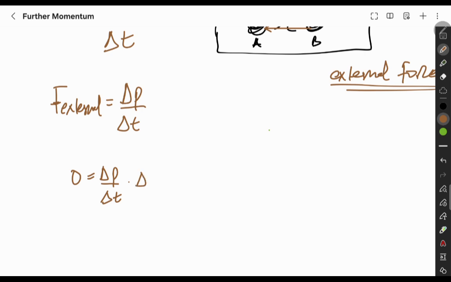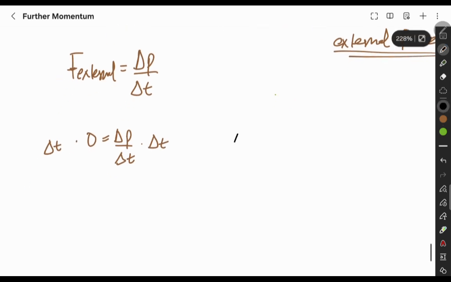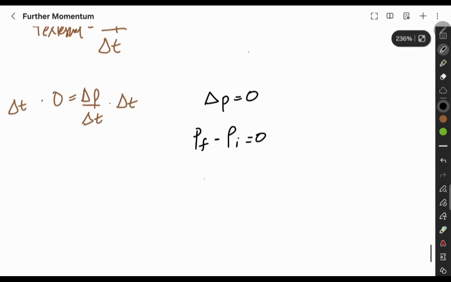Now I'm going to multiply both sides by the change in time, and what I'm going to end up with is the change in momentum is equal to 0. The change in momentum is the momentum final minus the momentum initial equals 0, and the final momentum is equal to the initial momentum. Now I'm going to write that the sum of the final momentum must be equal to the sum of the initial momentum.